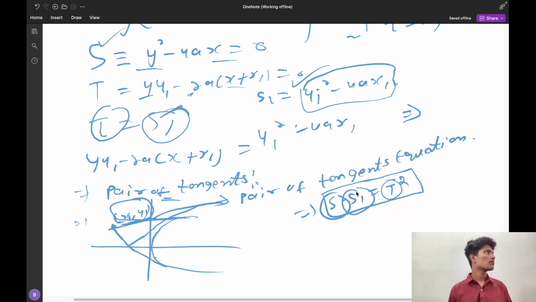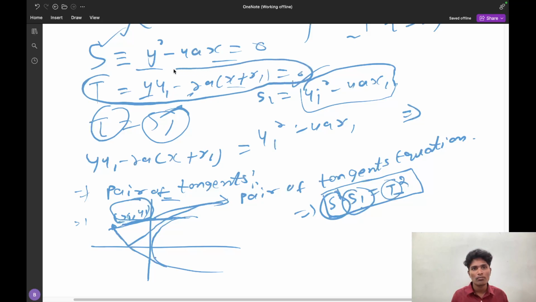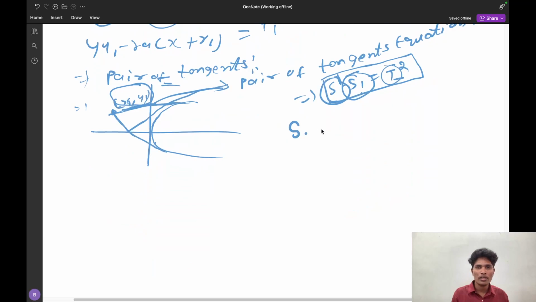I think S into S1 is equal to T squared. S is this, which you already know, that is y squared minus 4ax. And S1, you already know, is the one we get by substituting the point: y1 squared minus 4ax1. And what is T here? T is the transformed equation, and we have T squared. Very, very important: S into S1 is equal to T squared is the answer.